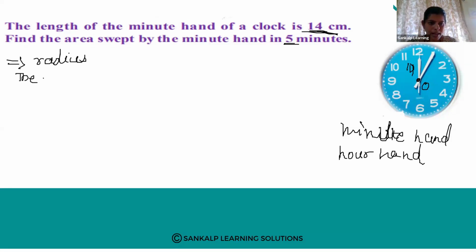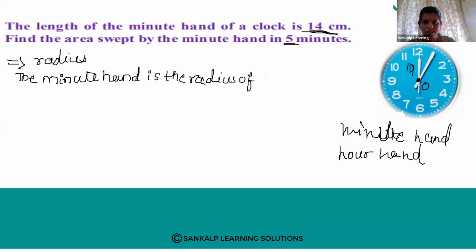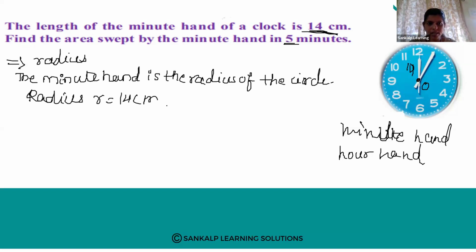So the minute hand is the radius of the circle. So next, that is the radius of the circle. R is the radius. R is, they have given, that is 14 centimeter. Find the area swept by the minute hand in 5 minutes.